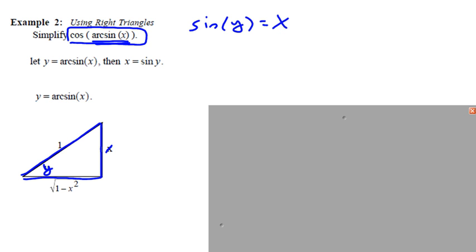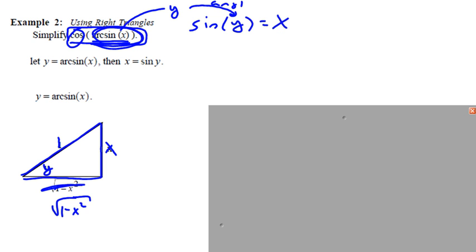So, sorry, opposite over hypotenuse. So we say this is x and this is 1. Using Pythagorean theorem, we know that this is square root of 1 minus x squared. Therefore, cosine of this value, or of this angle, because remember, this here equals y, where y is an angle. So we can replace this with cosine of y, which is square root of 1 minus x squared over 1.